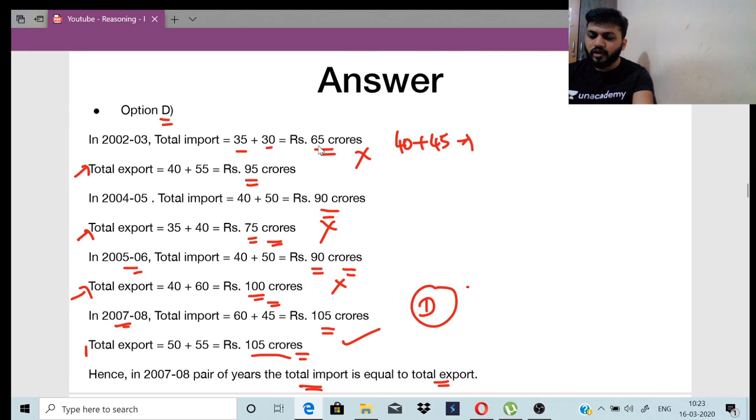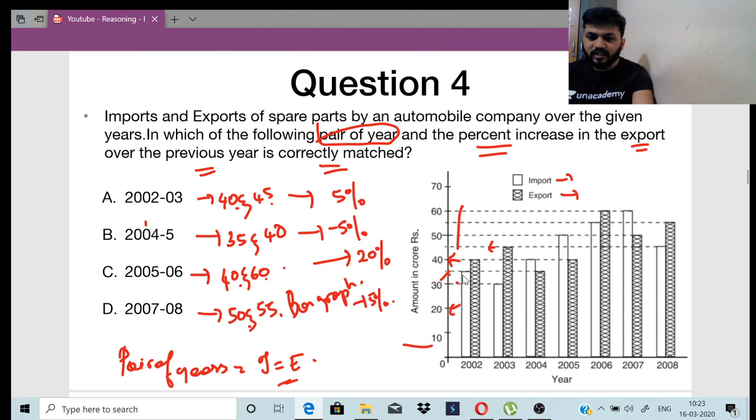35 plus 30 import. In the first one it is 35 and 30, 65 crores. 65 is equal to 95? So wrong. Coming to 4 and 5. It is 35 plus 40. 75 crores is the export. Import kitna hai? 4 and 5. So it is 35 plus 40 again, right? So this is not equal.